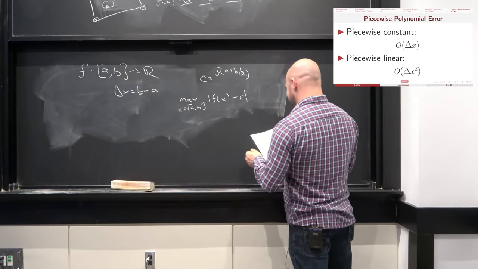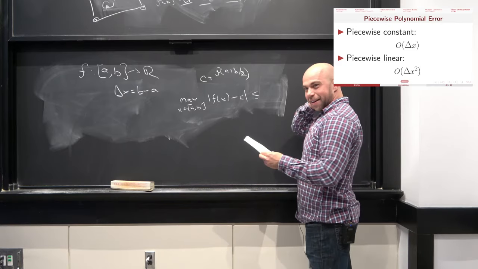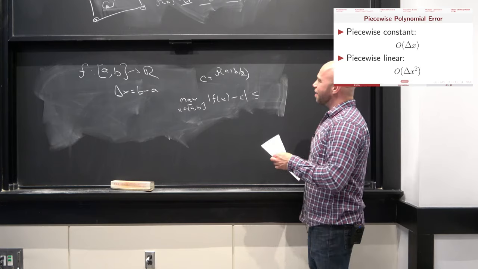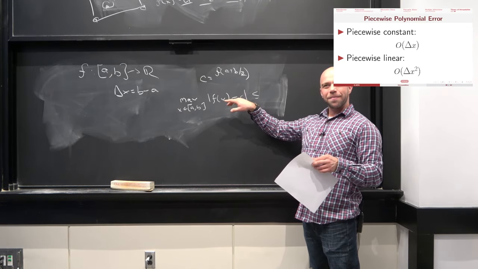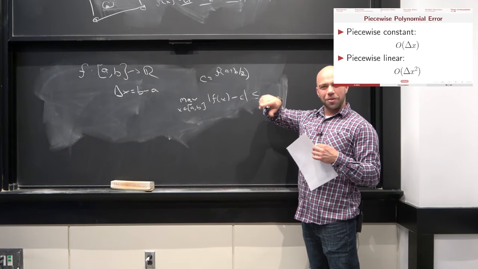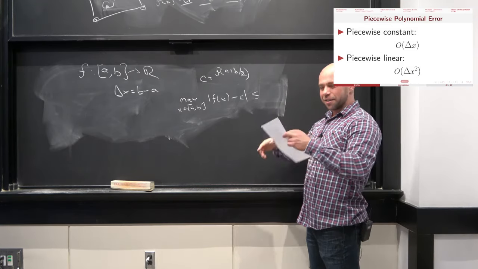Well, one thing that you can do is apply the mean value theorem, everybody's favorite theorem from calculus. What does the mean value theorem say? It says that the change of value of your function over any interval is related to the derivative. There's some point in there where the linearization of your function about that point actually gives you the change of values.